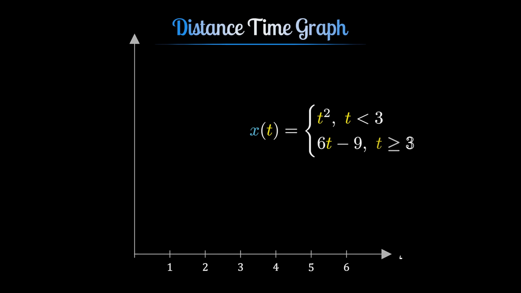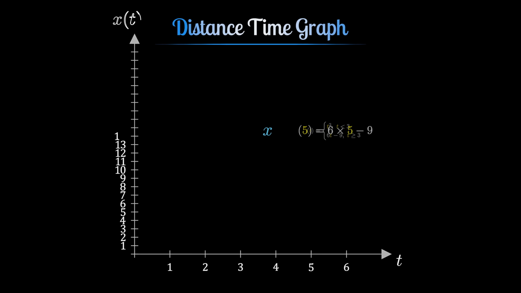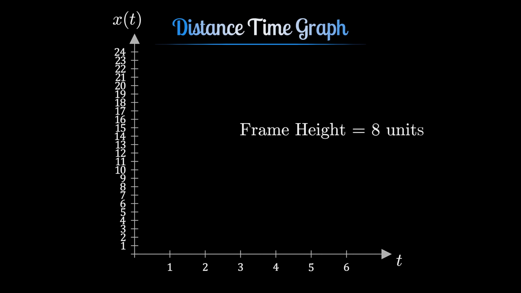Now, before I code or define the axis in the code, I need to ensure that both of my axes fit within the canvas's frame. I know that at t equals 5 seconds, distance would be 21 meters. So I need to set the y range to be at least 21 units and x range to be at least 5 units. Additionally, we know that the frame height is 8 units, which means the maximum height of the y-axis should be less than 8 units to ensure it fits on the screen.